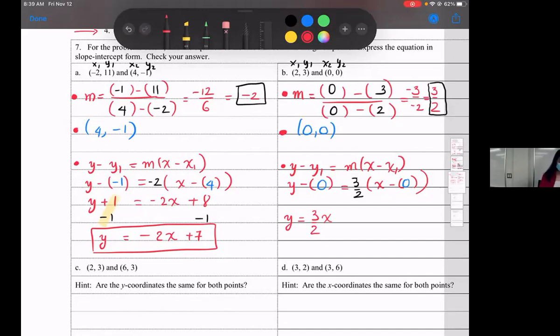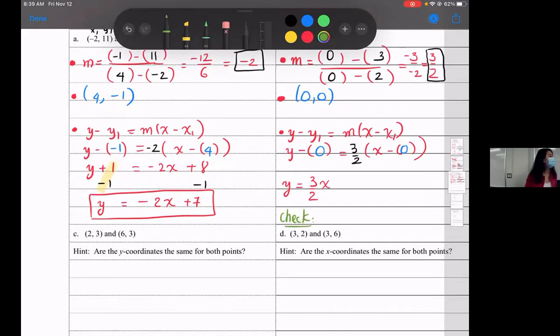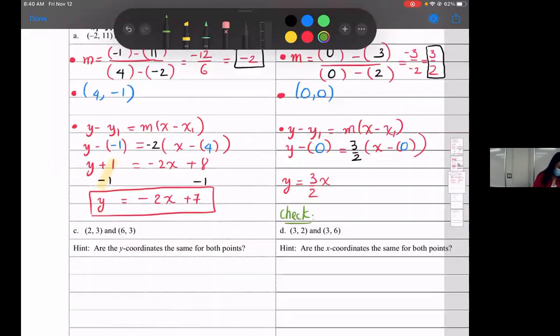Now let's check. Somebody was checking it, so I thought I should show you that too. How do I know that I got the right answer? Someone tell me, how would I check this? Yeah, you plug in the other point, the point that you did not pick. The 2, 3, right? You plug it into this equation.